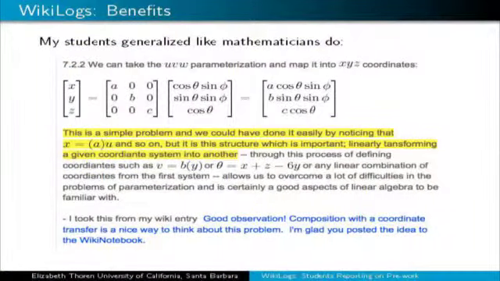And this was great. I had them finding a parameterization of an ellipsoid. So you take a parameterization of the sphere and you have to stretch the different directions. And this student writes, this is a simple problem, and we could have done it easily by noticing that x equals a, or basically stretching in each direction and so on. But it is the structure which is important. Linearly transforming a given coordinate system by another. Through this process of defining coordinates by a linear combination, it allows us to overcome a lot of difficulties. So he identified that it was a linear transformation that was getting us the ellipsoid, and he found the matrix for it. That was very cool. I was excited.